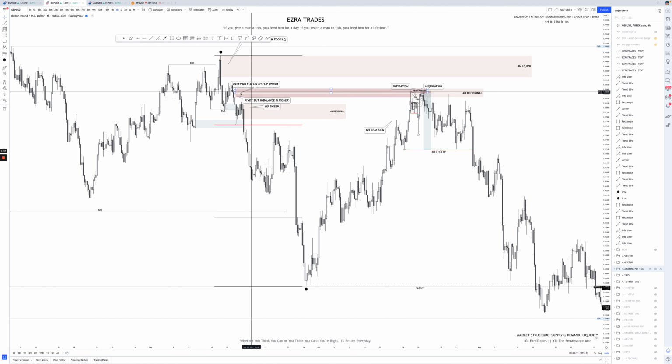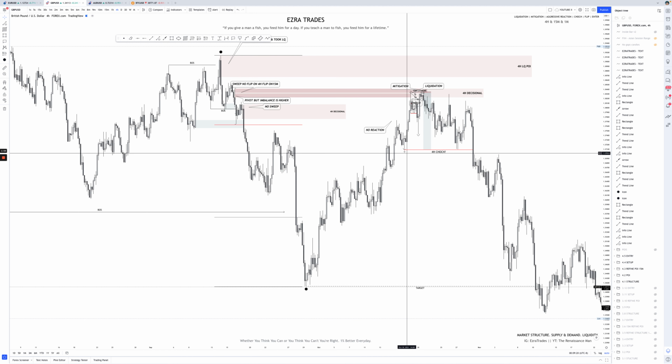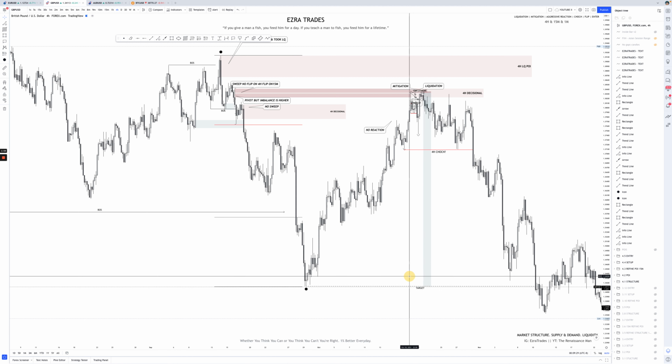This was a 4-hour sweep, no flip on the 4-hour, but it was a 15-minute flip. We have now a 2 pip stop loss. A 4-hour change of character would occur here, so that'd be a safe place, right? But we also know that what? Our overall 4-hour target is down here.